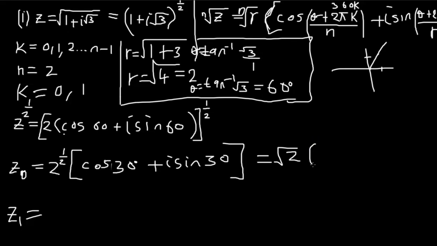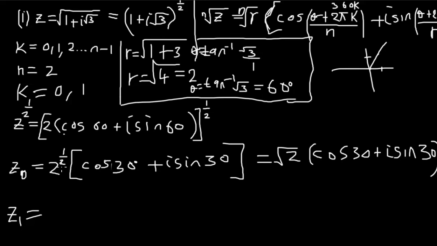And then you open the brackets like that, then you say cos 30 plus i sine 30. So that is going to be Z0. So we start now finding Z1.